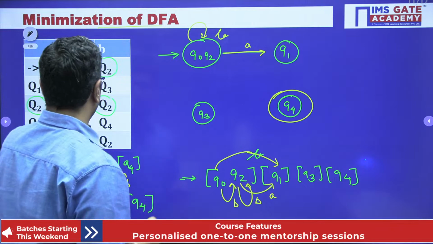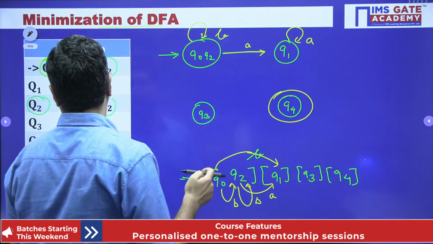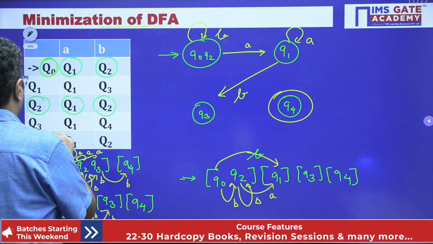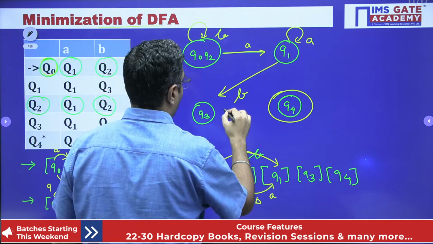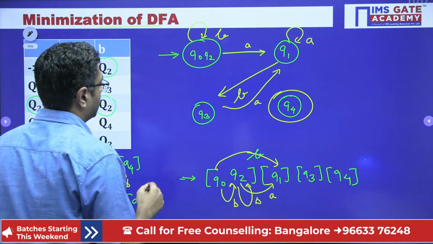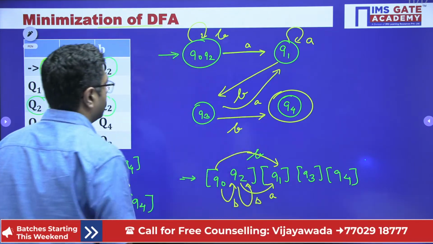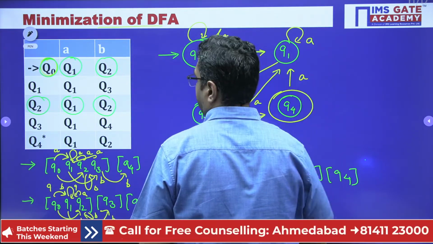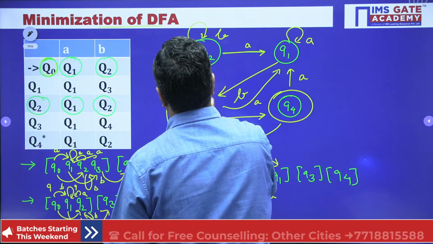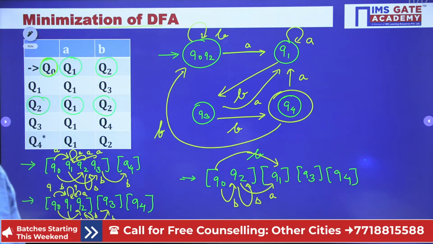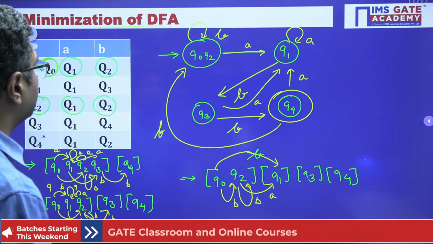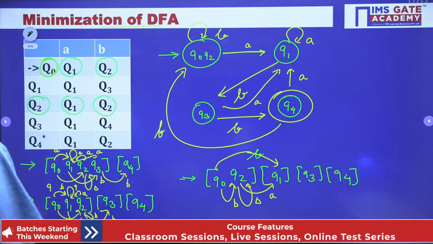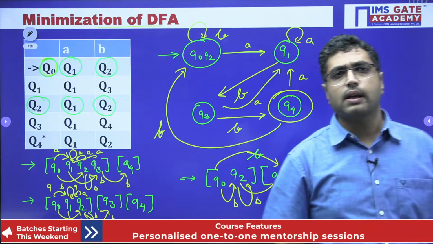Now Q1 on A goes to Q1. Q1 on B goes to Q3. Q3 on A goes to Q1. On B goes to Q4. Q4 on A goes to Q1. And on B goes to Q2. Q2 is this state, Q0, Q2. So this is how your DFA should look afterwards. Right? So this is how we solve such questions.